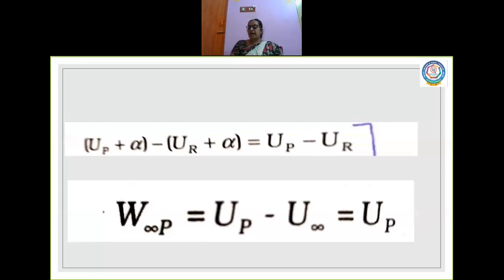So when I add a constant to this term, Up minus Ur, the difference in potential between any two points will not change. When you add a constant to the potential energy at every point, the value of the potential energy difference will not change. Okay, now I am going to define what electrostatic potential is.